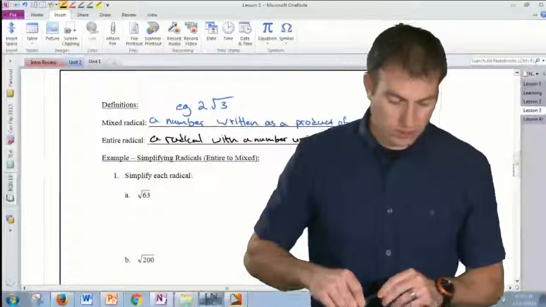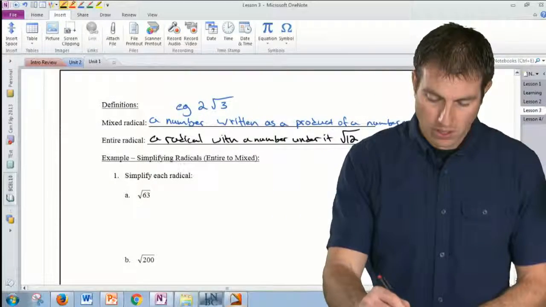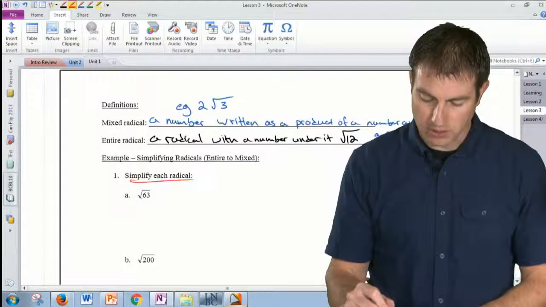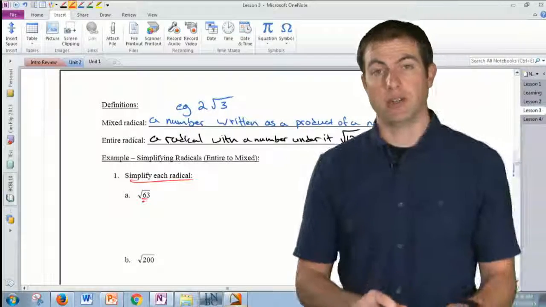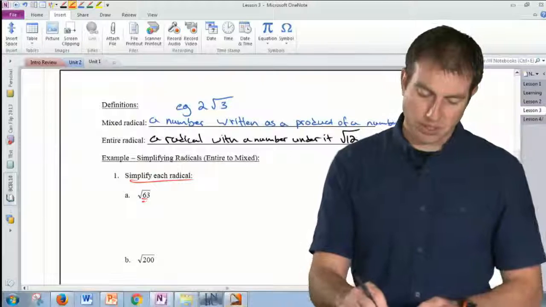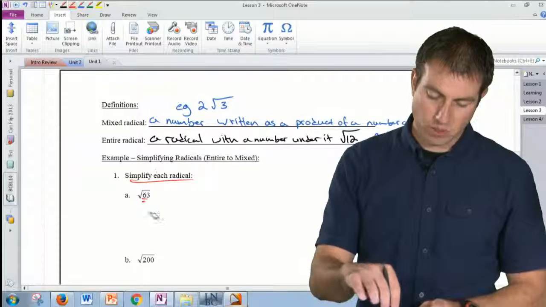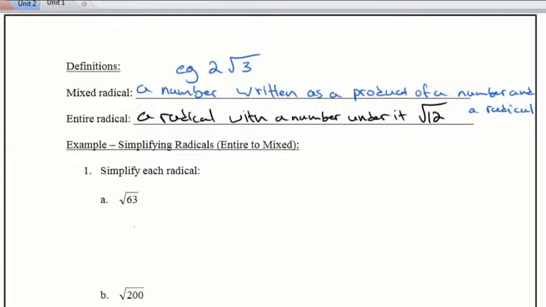Okay, so finally getting into some examples here. It asks us to simplify each of the radicals. I'll do a few. I'm sure you'll pick up on it really quickly, but you look at it and you say, square root of 63. I don't see any perfect squares there. 63 is not a perfect square. So how could I possibly simplify this? I'm going to write a little note here for us, a couple stars next to it. So we're going to look for perfect squares.